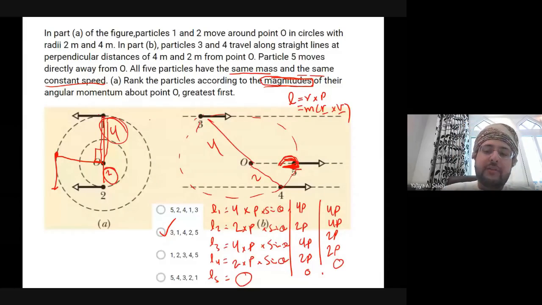The reason 5 is 0 is because its angle is not going to change. It's not even going in a circle. It's just going away. So the angle is 0.